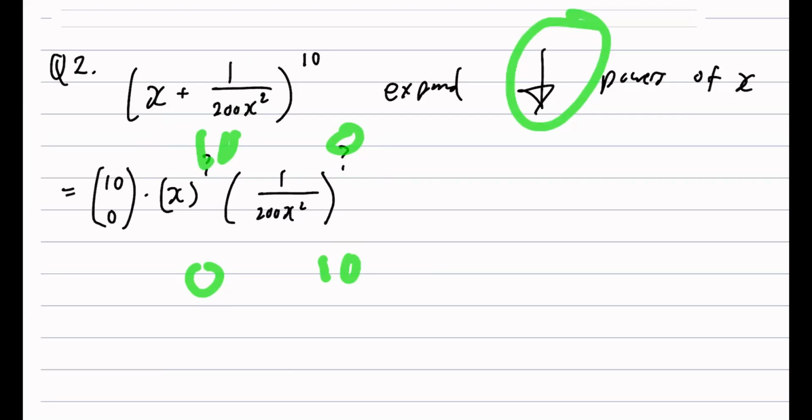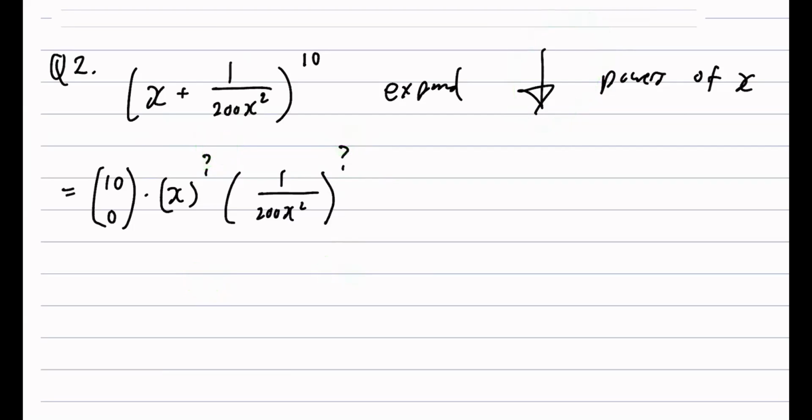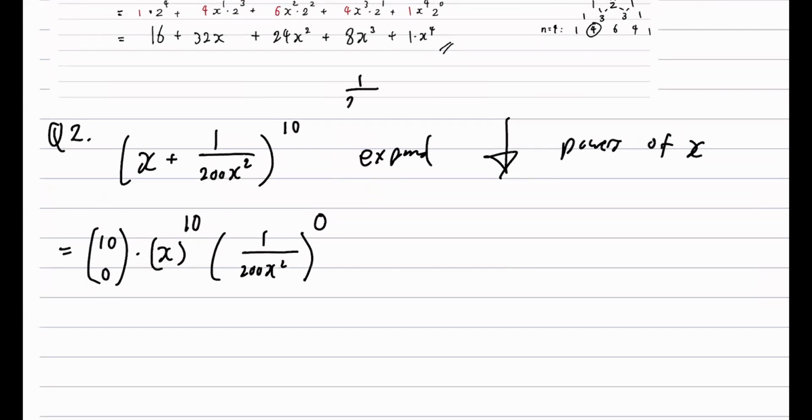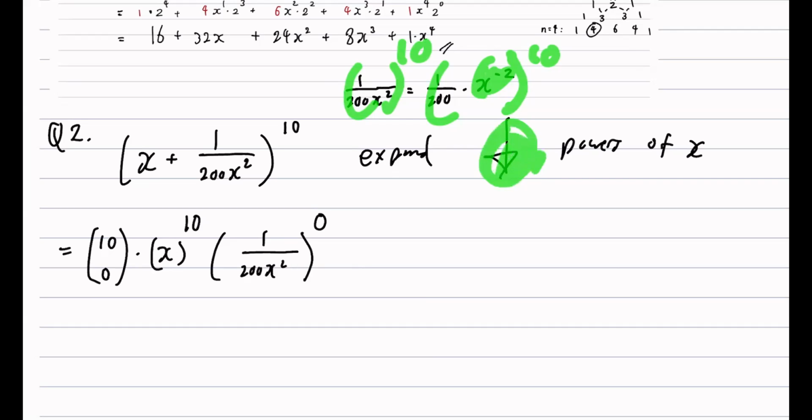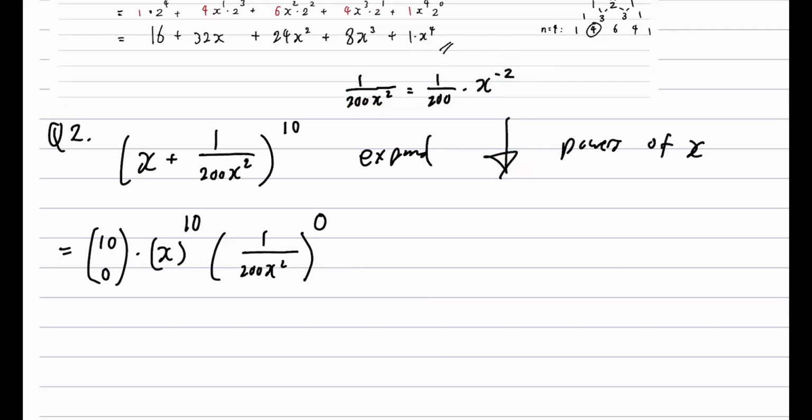10, then 0, right? Why? Because if you tried the other way, you will get a very, very small power. Here is 1 over x squared, which, if I simplify on top, 1 over 200x squared is just 1 over 200 times x power negative 2. If you raise this to the power of 10, what will you get? You'll get negative 20, which is definitely not the highest term. Descending power means you must start with the highest power. So good choice, 10 on the x and then 0 on the 1 over 200x squared.